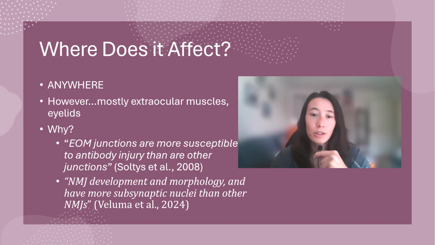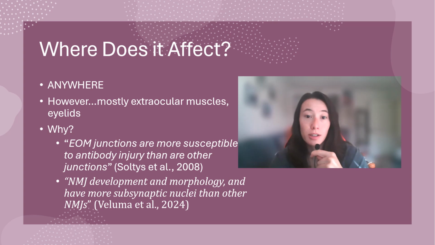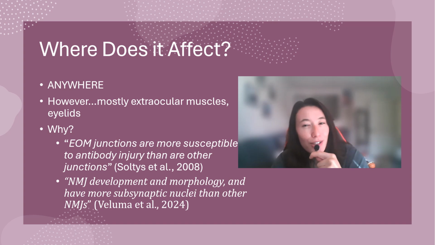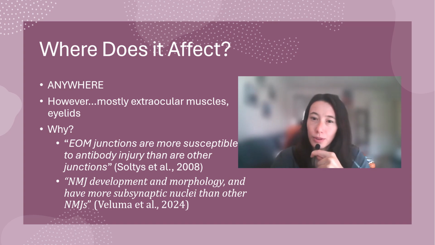Another study was done in 2024 by Voluma et al., and they suggested that there is actually a difference in the development and the morphology of the neuromuscular junction when you compare the extraocular muscles with the rest of the skeletal muscles in the body. There seem to be more subsynaptic nuclei present at the extraocular muscle junction. So their findings suggest that this could potentially be a reason why there is such great control and precision with eye muscles. Now again, this doesn't directly answer why myasthenia gravis really occurs in this region.